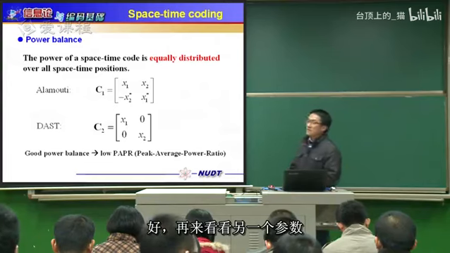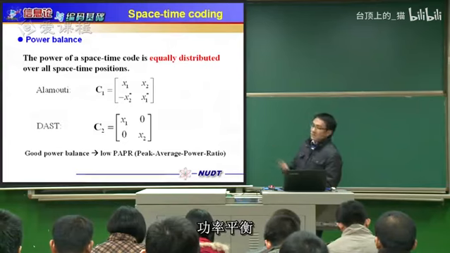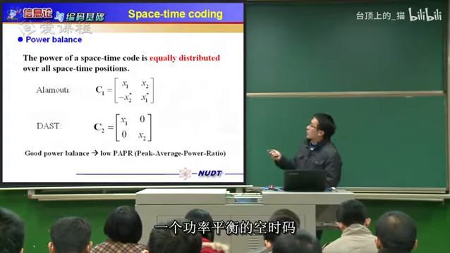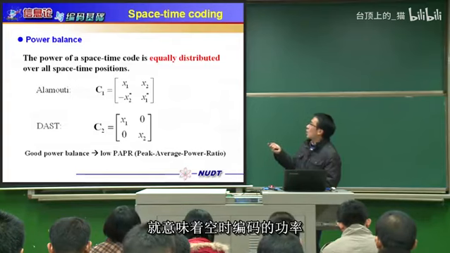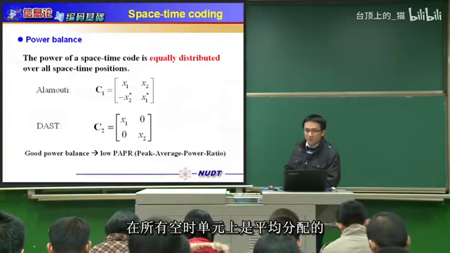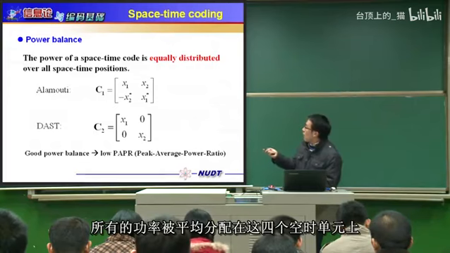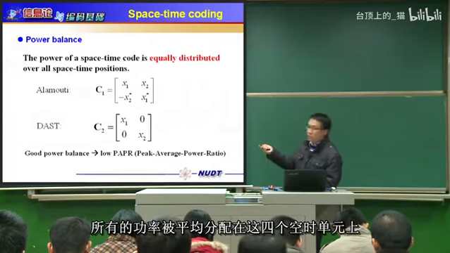Okay, let's see another parameter: power balance. A code with power balance means the power of a space-time code is equally distributed over all space-time positions. Let us see the first code, which is the Alamouti code. All the power is distributed equally over the four positions.